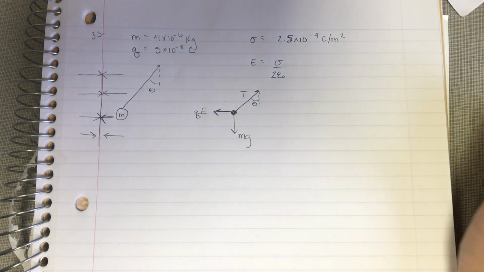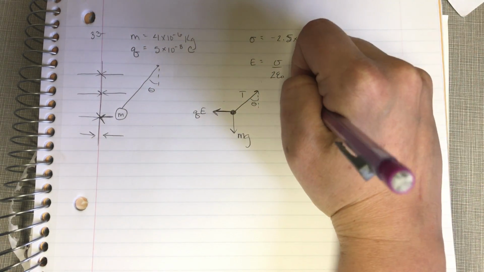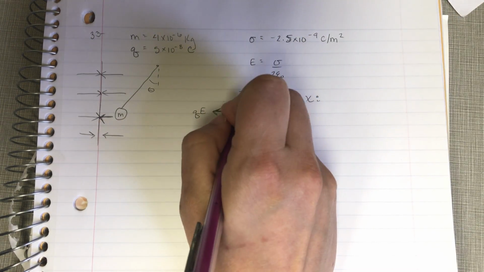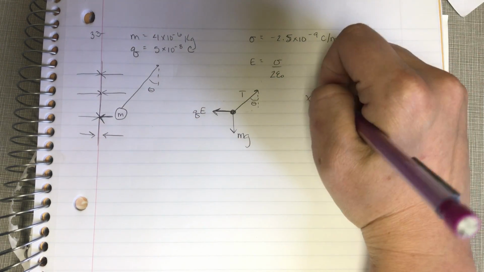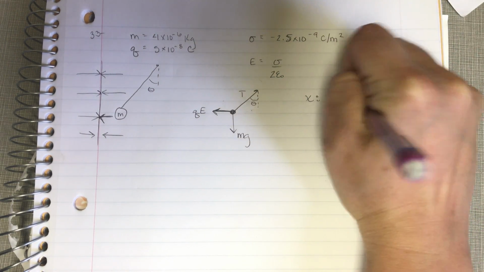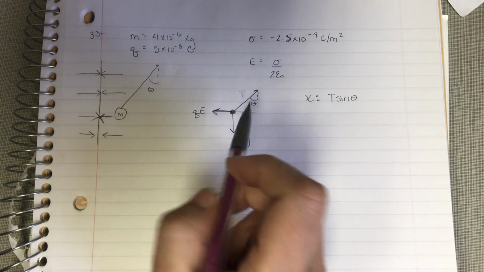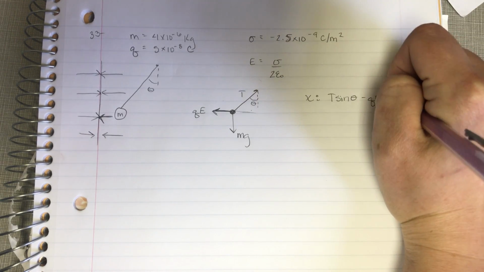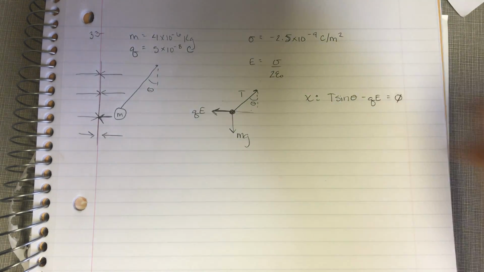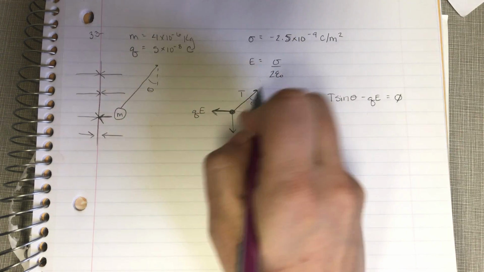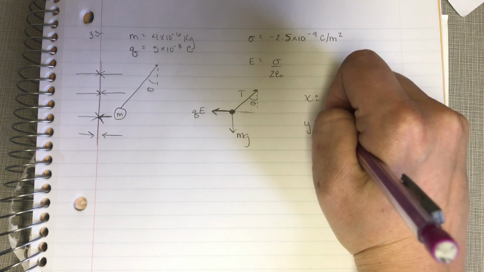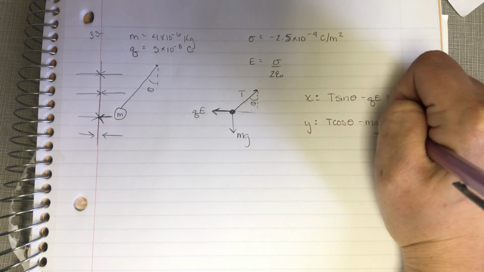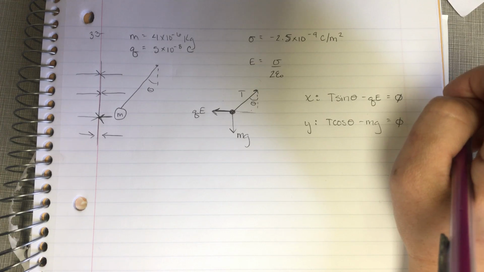So we can break this up into X and Y components like we usually do. If we look in our X direction, the sum of our forces, we've got T sine theta to get this component, minus QE, and he's just chilling, he's not accelerating, so that's equal to 0. And in the Y direction, we have T cosine theta minus mg is equal to 0 because he's not moving.